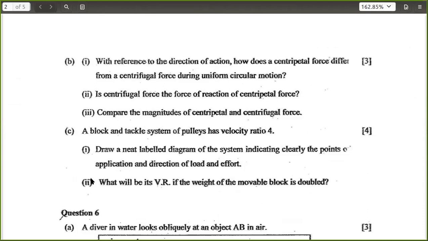That is, a block and tackle system of pulleys has a velocity ratio of 4. Draw a labelled diagram of the system indicating the point of application, direction of load and effort. That part was done easily. What will be the velocity ratio if the weight of the movable block is doubled? So there were some doubts and questions. So let me try and answer that question.